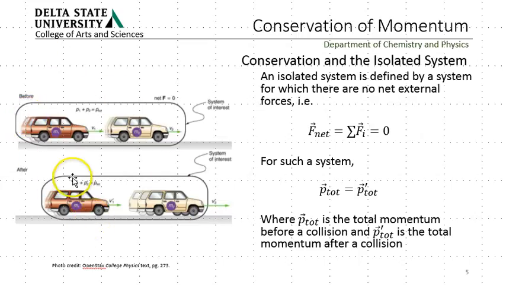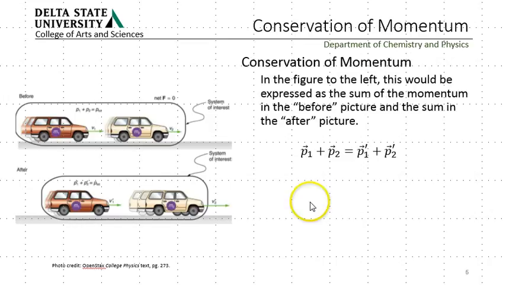Now, that momentum may be distributed differently among the different objects within the isolated system, right? That's the point behind collisions. The momentum gets redistributed, but the total momentum remains the same. The way we write this, we have two cars. We got P1 plus P2, and the little prime indicates this is after some event. So P1 plus P2 equals P1 prime plus P2 prime. And remember, these are all vectors.